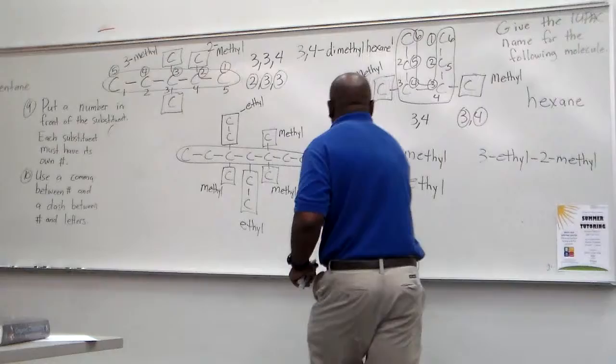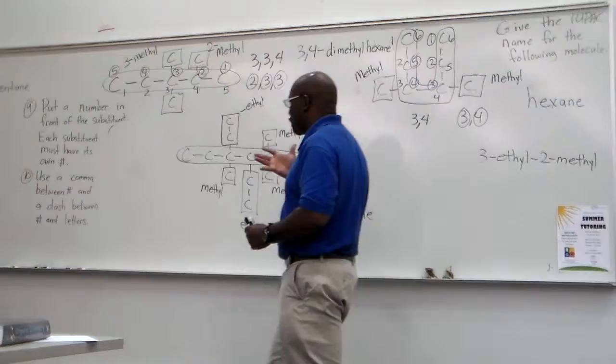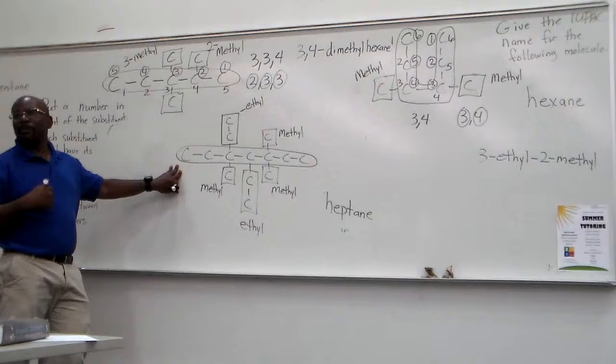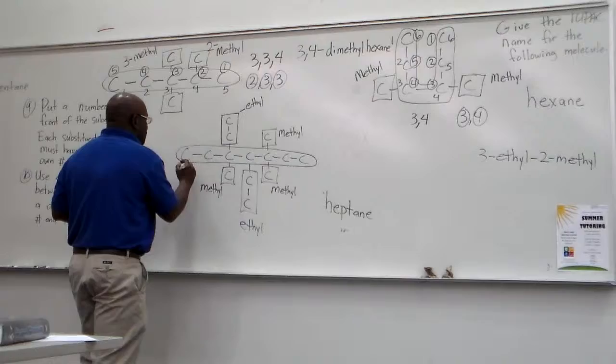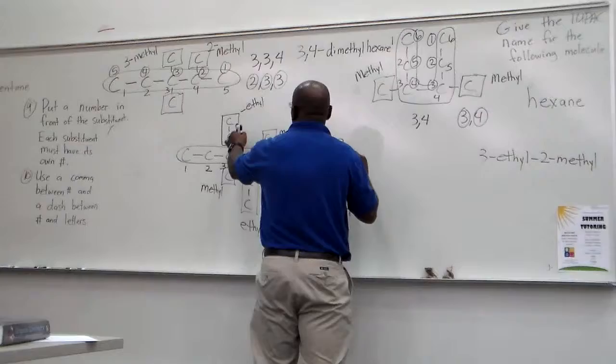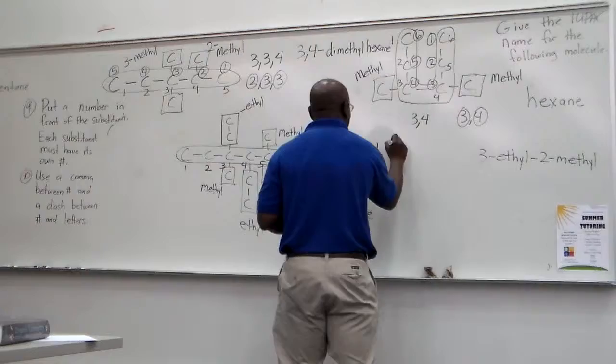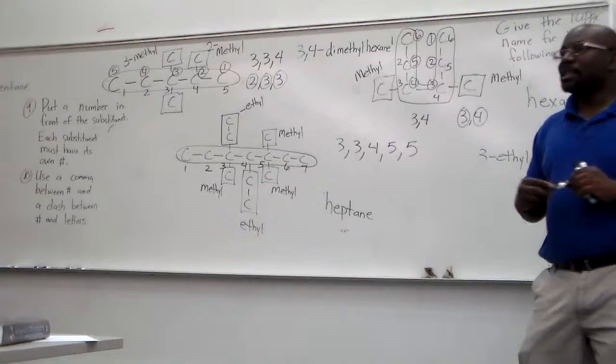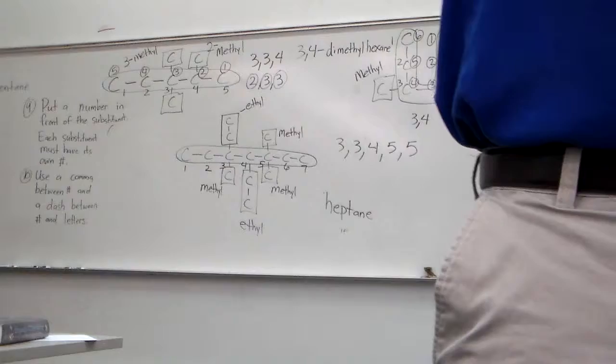So next we'll find my longest carbon chain, and then I'm going to find my number combination. I generally try to go from left to right first and then right to left, but you can do it either way you want. So you got one, two, three, four, five, six, seven. I have a branch on carbon 3, another branch on carbon 3, a branch on carbon 4, and two branches on carbon 5. Since I have five branches, I need five numbers. Every branch must have its own number.